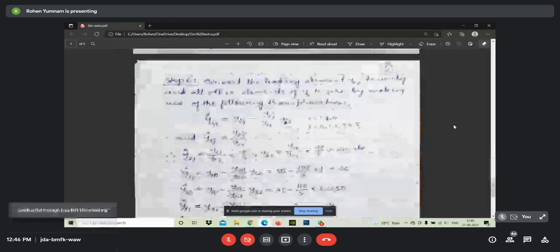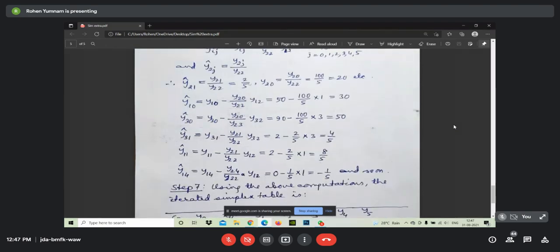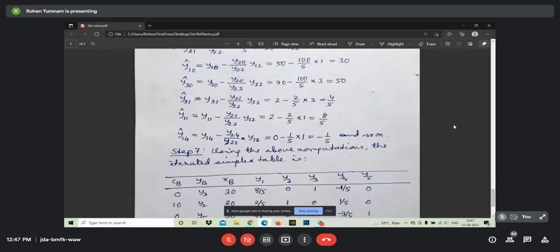See, convert the leading element y22 to unity, that is, in our case it is 5. 5 changes to unity, meaning 1. And all other elements of y2 to 0. All other elements of y2 means the y2 vector. This is the second row. You have to make the first row also 0. You have to make the third row also 0. By making use of the following transformation. The explanation of this transformation for particular elements is given here. You can check it. I had already told you. And using that above computation, the iteration simplex table is this.